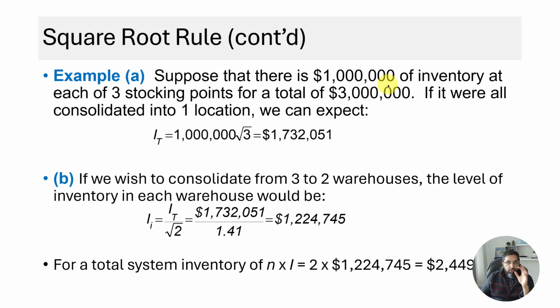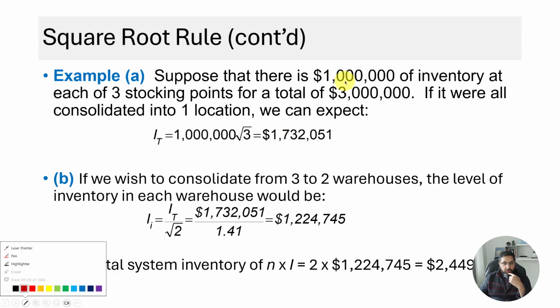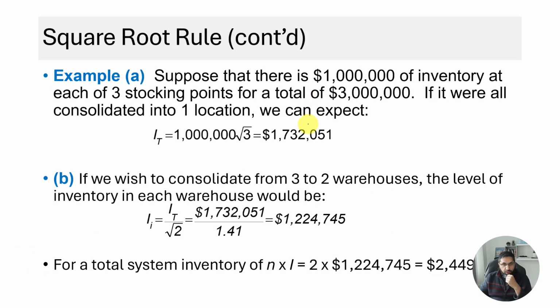Okay, if we were to consolidate from these three locations, A, B, C, into one centralized location, how much inventory will we expect to have? Well, the total centralized inventory is going to be the inventory at each location, which is 1 million, times square root of n, which is square root of 3, to get 1.7 million. So look at our massive inventory reduction. In the old system with three locations, this was our total inventory, 3 million. Okay, and when we centralized inventory, we went down to a little bit over a half. So not exactly half, but a little bit over a half.